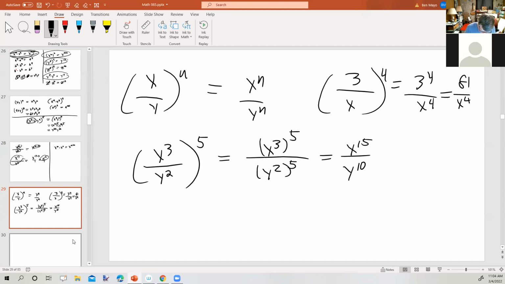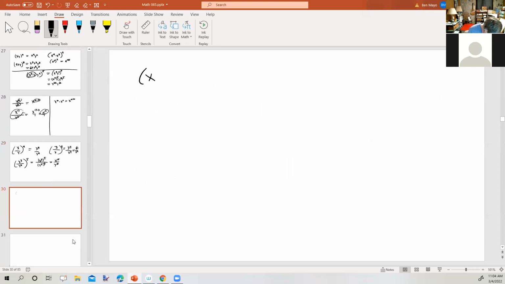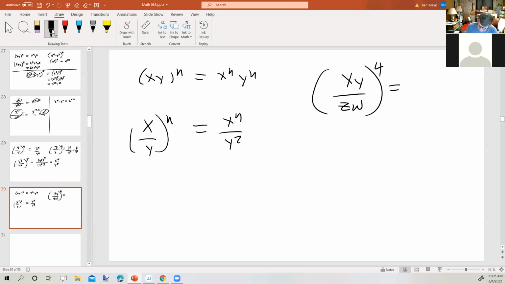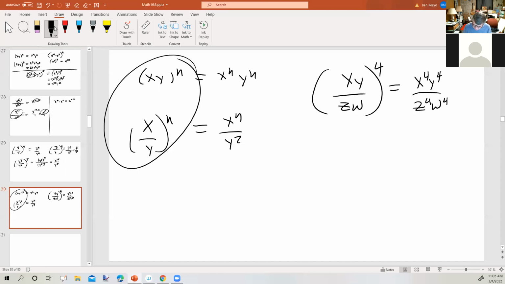Yes. Now, we can take this rule and, oops, not a 2, in. So we can take the power of a product and the power of a quotient rule and combine them. Let's say we've got this. So I'm going to apply the 4 to everything. Okay. x to the 4th, y to the 4th, over z to the 4th, whoops, w to the 4th. So it's sort of a combination of those two. You okay with that? Yes. All right.